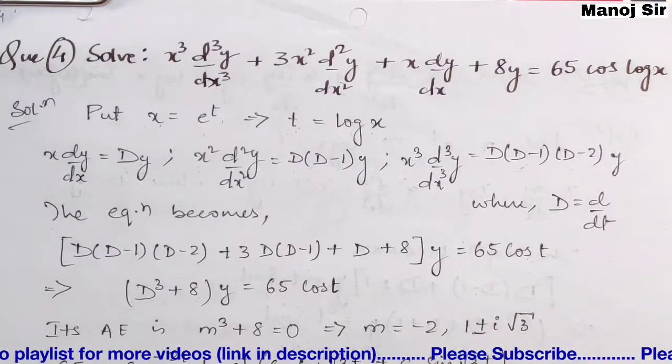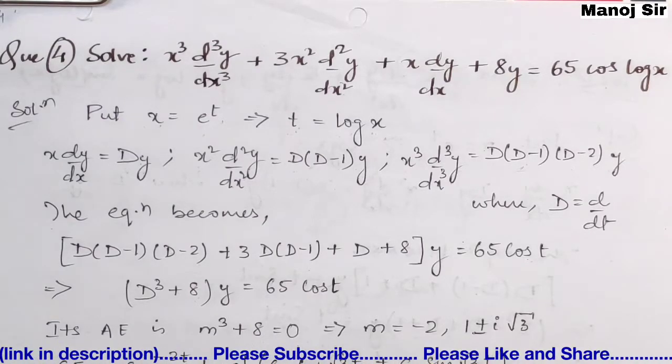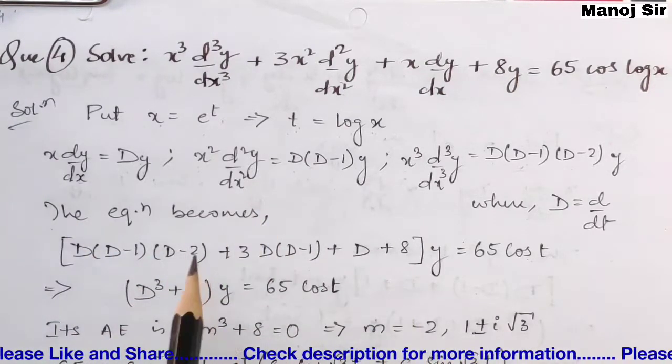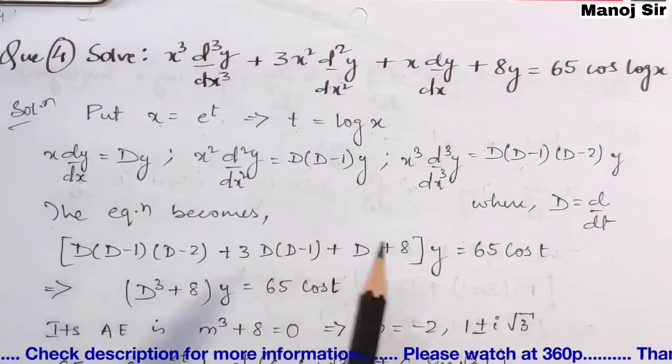Order with constant coefficients. Welcome to video number 24, and in this video we are going to solve the fourth problem. Fourth and very important problem on the topic, that is Cauchy's homogeneous linear equation.